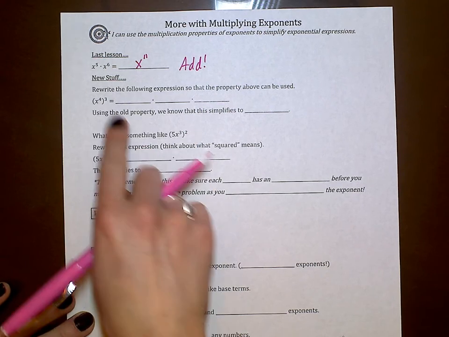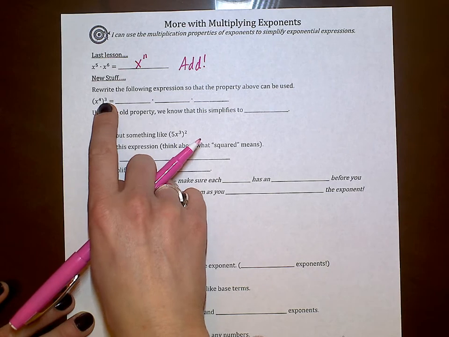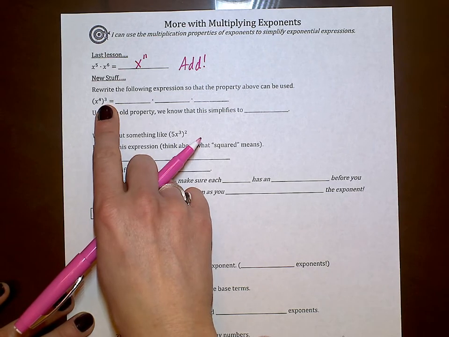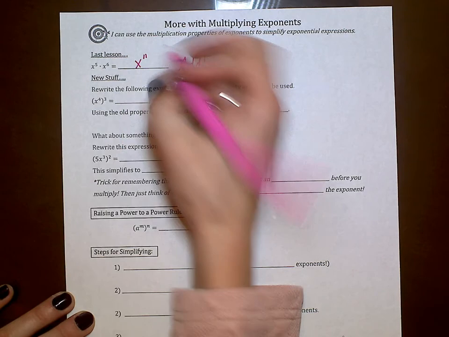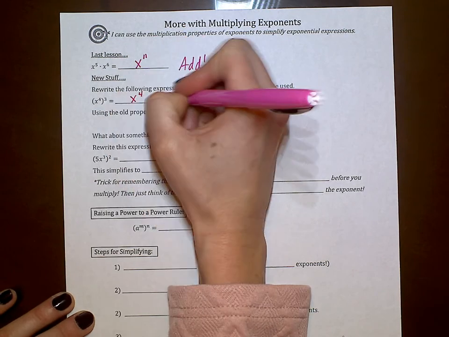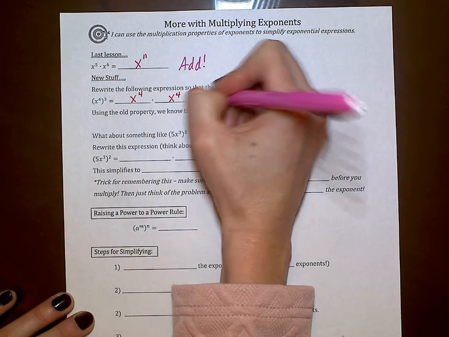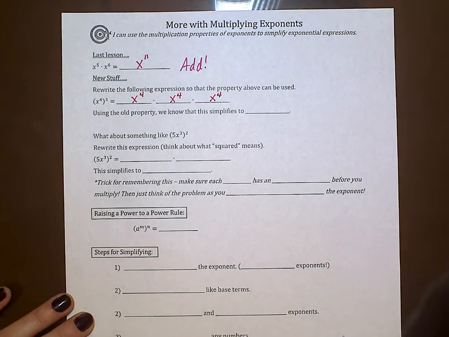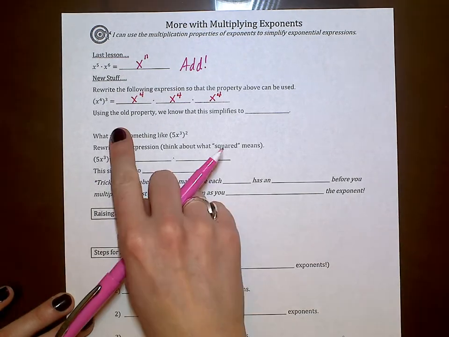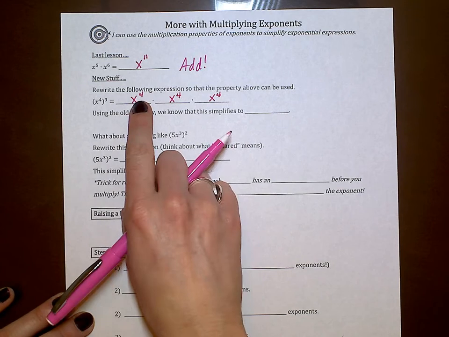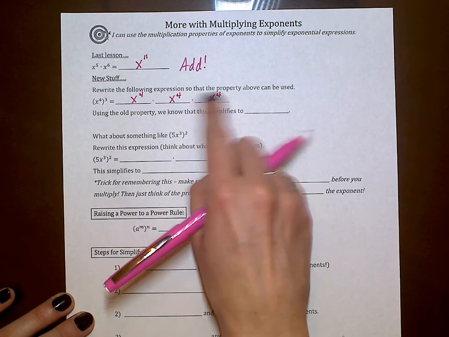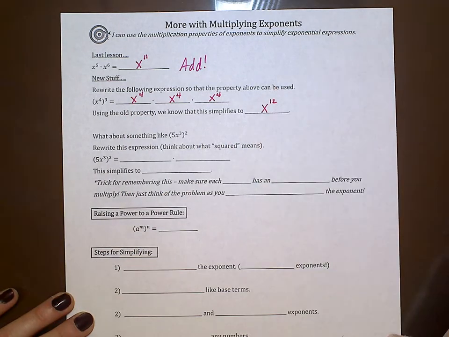If you raise something to the third power, that just means you're multiplying it by itself 3 times. So in this case, I could rewrite this as x to the fourth times x to the fourth times x to the fourth. And then I could use last time's property, and I would just add 4 plus 4 plus 4, so that would be x to the 12th. There's 12 x's there.